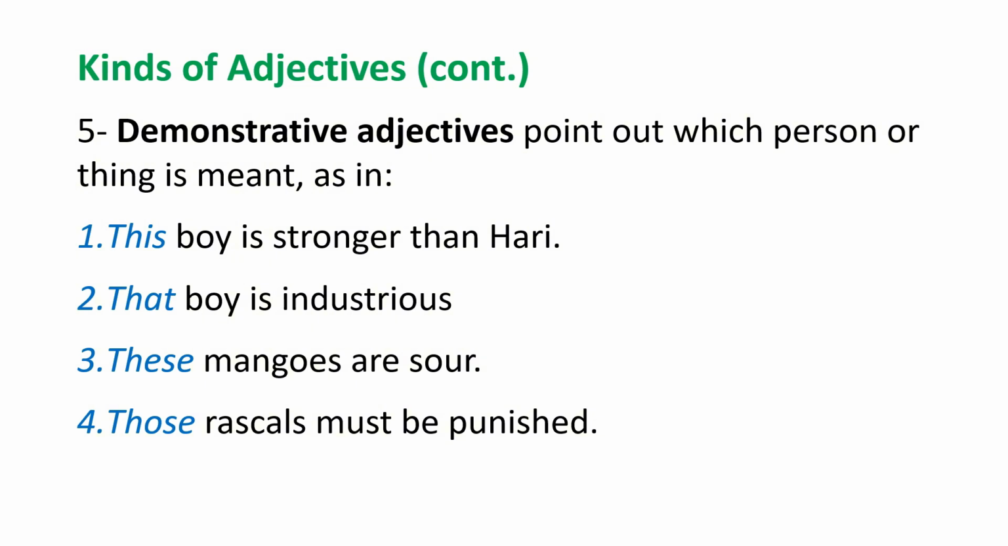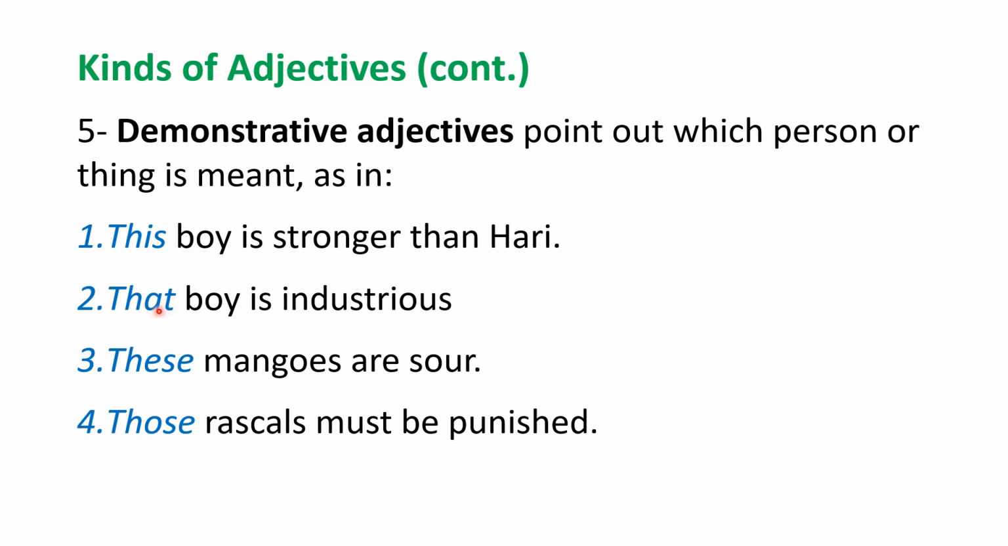So these kinds of words, this, that, these, those, are adjectives when they are used with a noun. When they are used with a noun, they are called demonstrative adjectives, which means to point out which person or thing is meant. This is used to indicate something closer or near to you. And also we should note it is used only for a singular noun. When the noun is singular, we say this boy. Boy is a singular noun, therefore we say this boy.